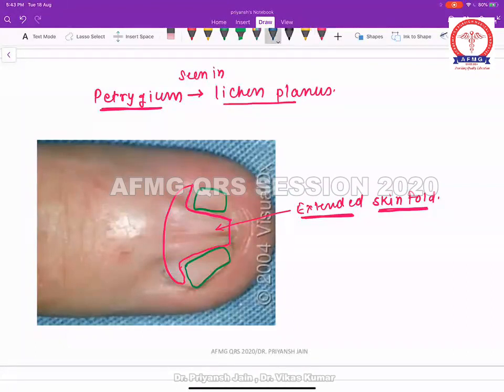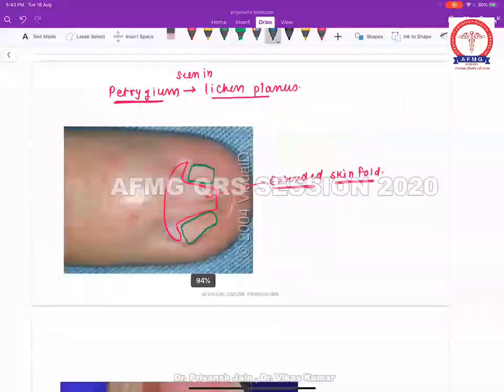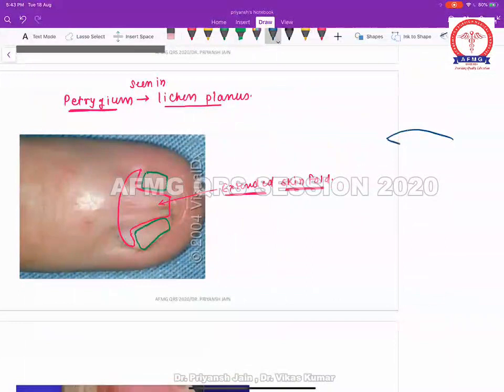Sometimes you may have seen pterygium in the cornea also. See in the eye, for example, this is a cornea. There is a small white, thin membrane developing towards the center of the cornea. That is also called pterygium.